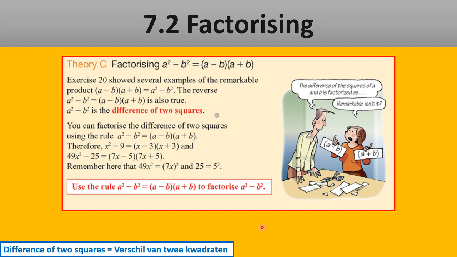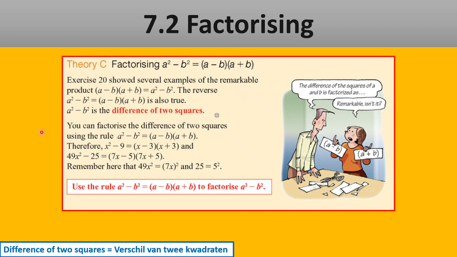So, well, the book describes it like this, and that's all fine and dandy by me. I think most important to know is that this is called the difference of two squares. So a squared minus b squared is called the difference of two squares. Or in Dutch het verschil van twee kwadraten. Verschil is dingen van elkaar afhalen. Dus je haalt één kwadraat van de andere af.